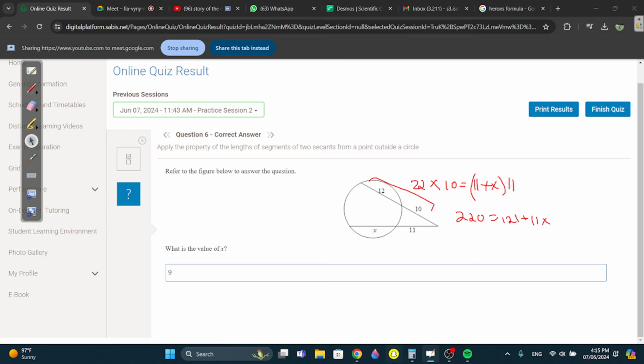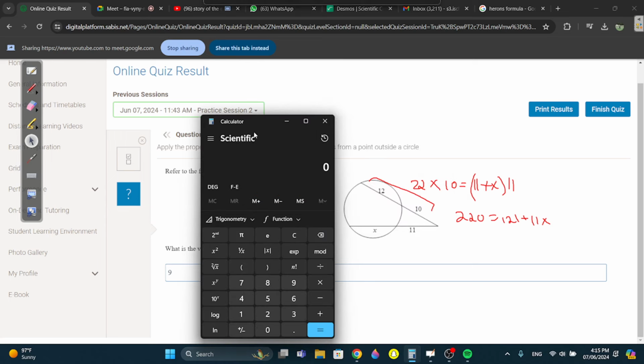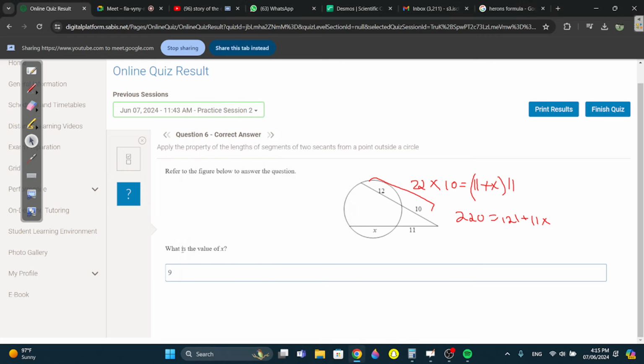Put this in a calculator. 220 minus 121, divided by 11. You get 9.